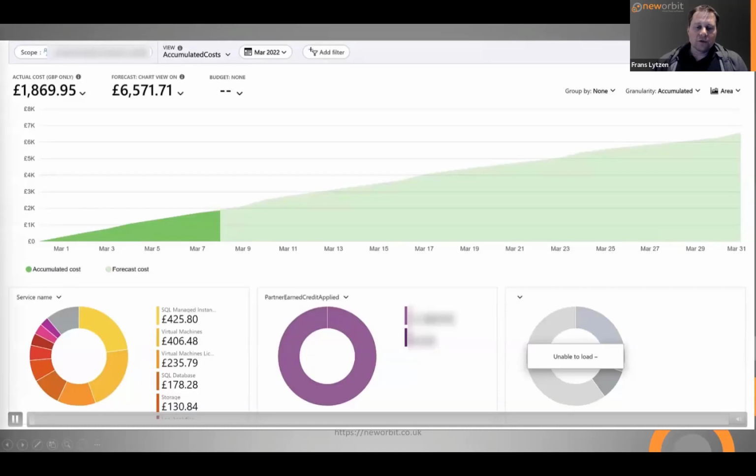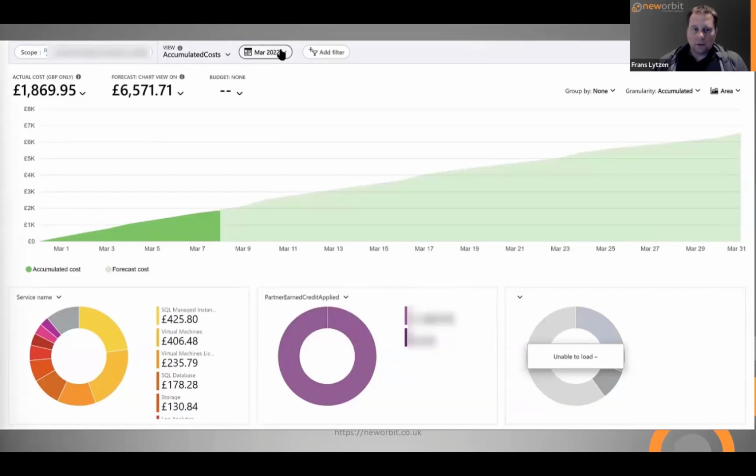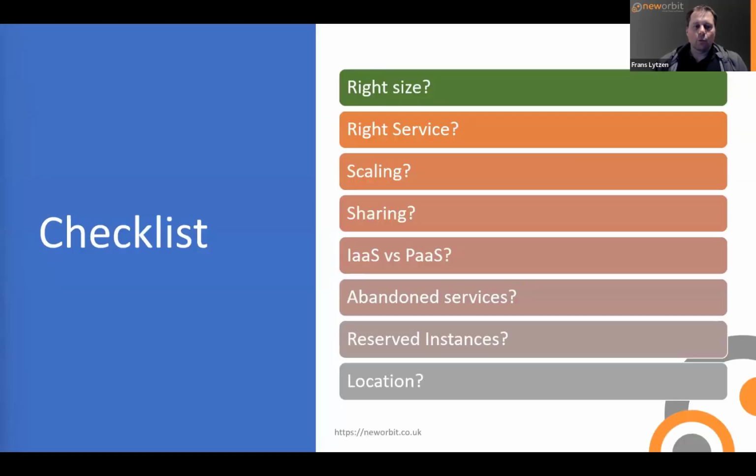Now, once we have identified, okay, it's compute or it's databases or whatever, then this is the checklist we go through for each service. We go through right size, right service, scaling, sharing, and so on. And I'm going to run through all of these and say what are the kind of things we would do in each one to find out whether we're doing the right thing.